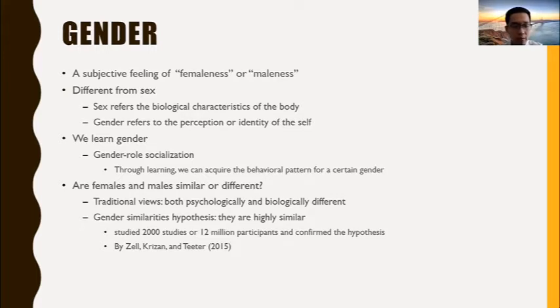So we gradually have a concept of being female or being male in the process of socialization. So we actually learn that. It's not something that exists in the physical world. Sex exists in the physical world, but gender is something in our mind. And through learning, we can learn how to behave with a certain gender, for example, male or female. If we think we are male, we behave in certain ways. If we think we are female, we behave in certain other ways.